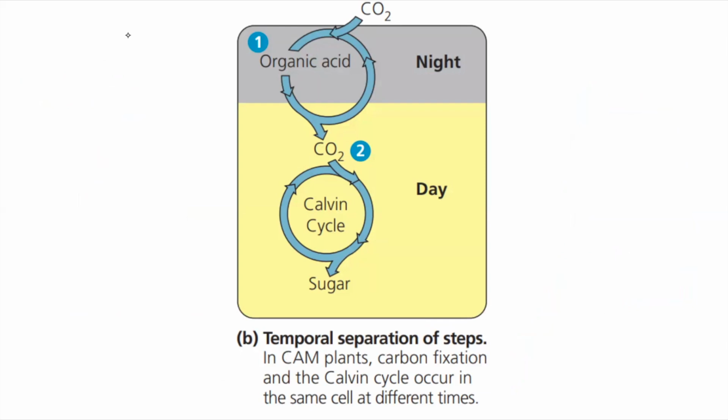They've got a lot of CO2 built up. So they've got more CO2 than oxygen, and then they send it into the Calvin cycle during the day. And that way they can make sure that the Rubisco is using CO2 and not using oxygen. Okay, does that make sense to everyone?